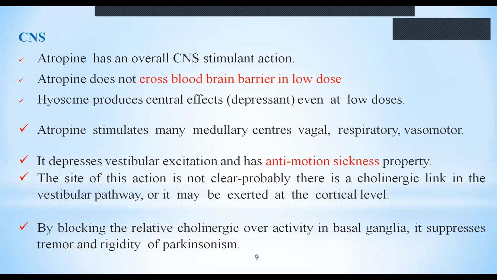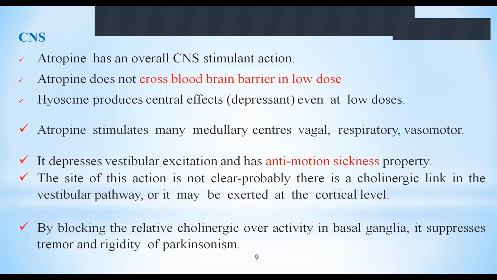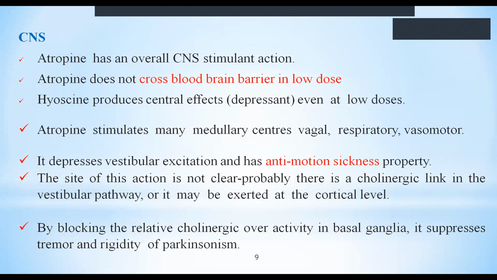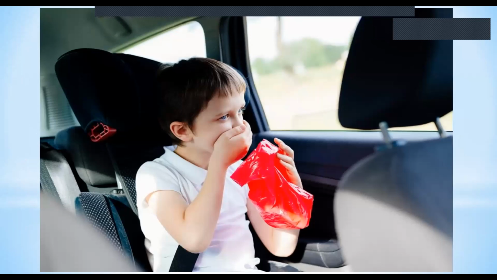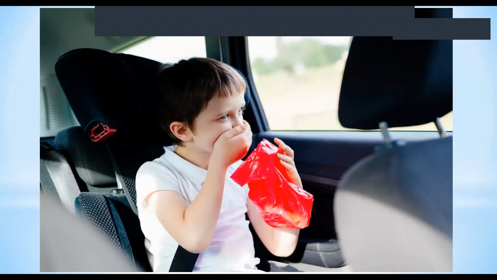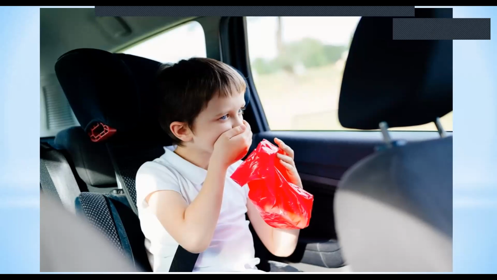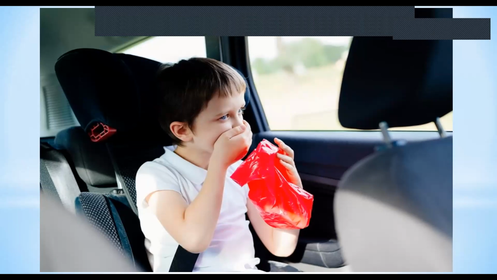By blocking the relative cholinergic overactivity in the basal ganglia, it suppresses tremor and rigidity, especially in Parkinsonism. But atropine is not used as a drug of choice in Parkinsonism, because it does not act specifically wherever it is needed. And here you can see motion sickness, where a person traveling in a bus or car may vomit. Especially in AC buses, they give a special bag for vomiting, and this is known as motion sickness. To avoid motion sickness, atropine and its congeners are administered.